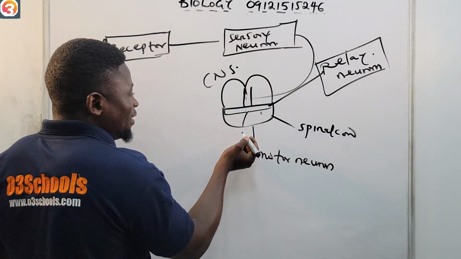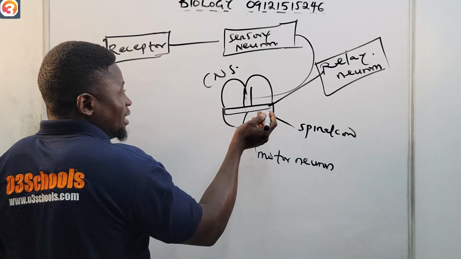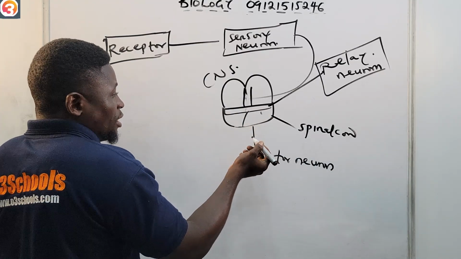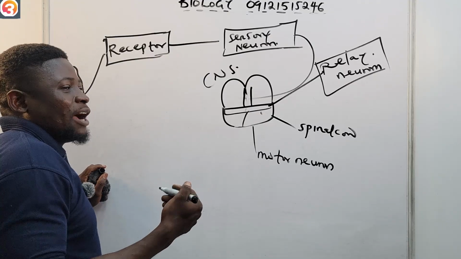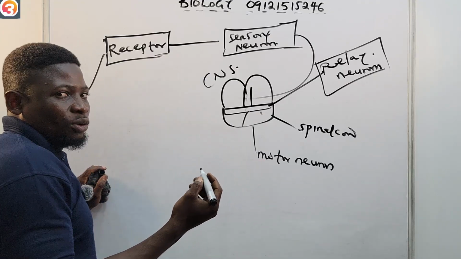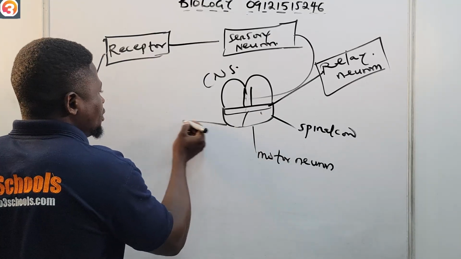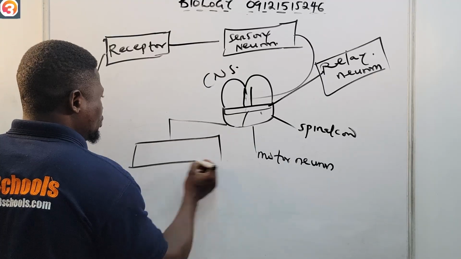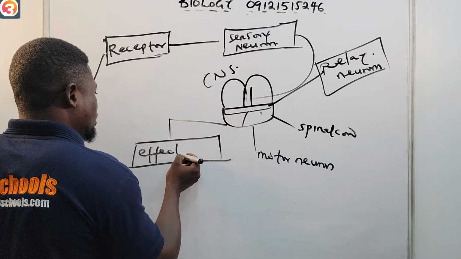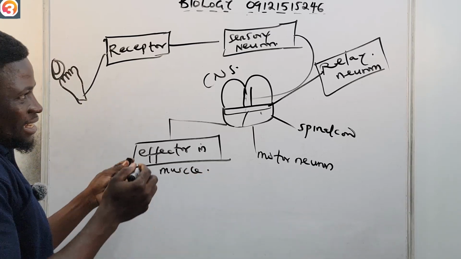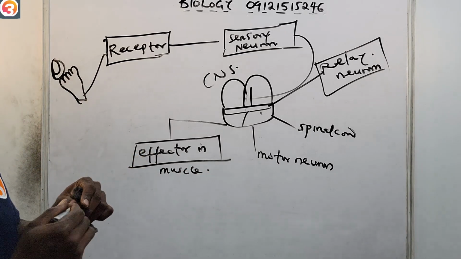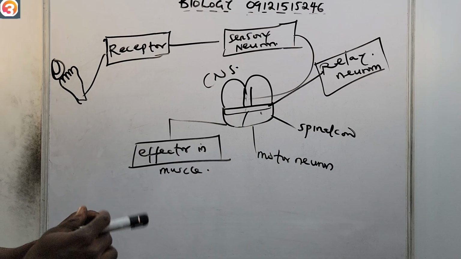Then the CNS sends the signal. The spinal cord will process the signal and transmit the message to the effector, which is somewhere here, the effector in muscles. So it's a simple pathway. It's a route. That's why I say it's a route.